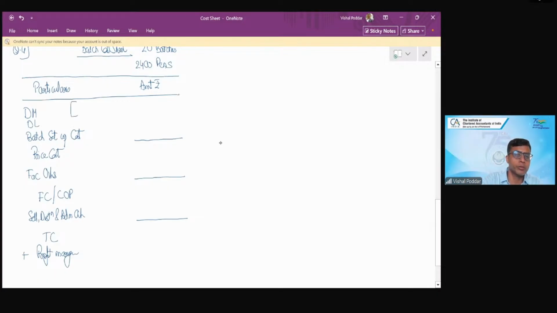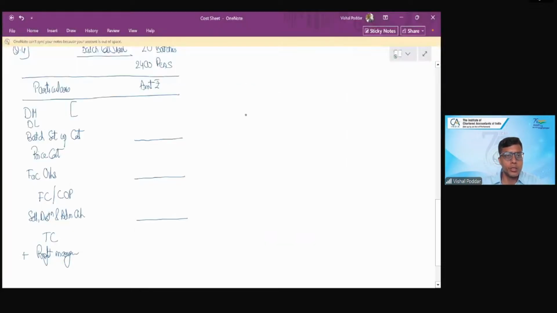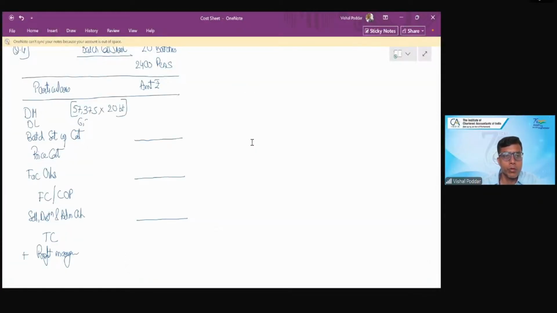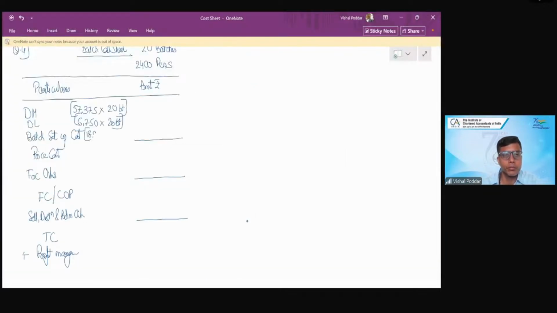Direct material, how much was given? They had given me 57,375, which was for one batch of 120 pens. So it is 57,375 into, now we are making 20 batches. Then it is 6,750, again into 20 batches. And again, this is 18,900 into 20 batches.